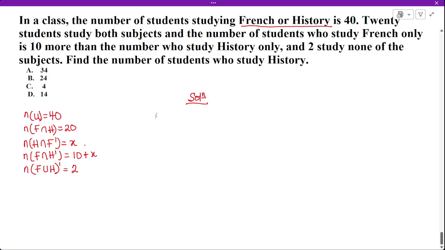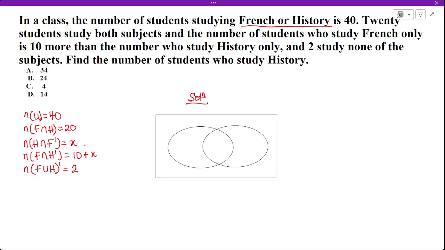We have our Venn diagram here. Then we move on. The universal set gives us 40. We don't know the number that study French as a whole. We don't know the number that study history as a whole. All right. But what we know is the intersection for French and history is 20. Those who do not study any of them is 2. And those who study French only is 10 plus X. And those who study history only is also X over here, right?